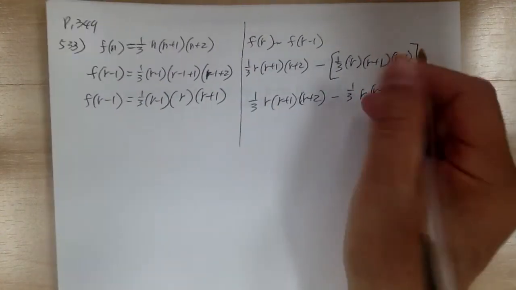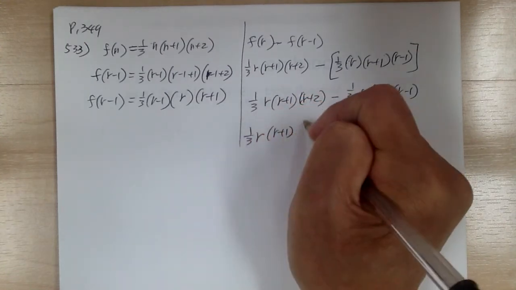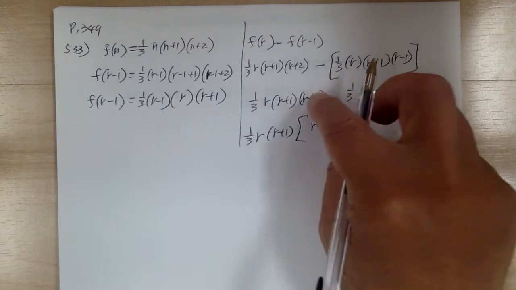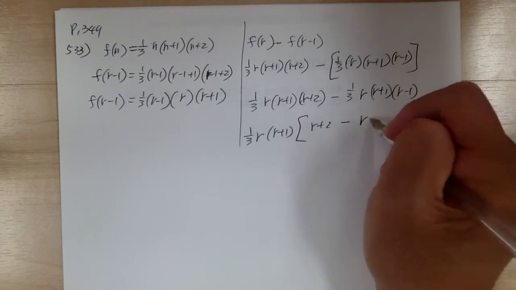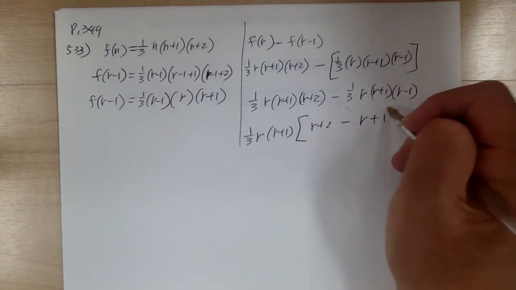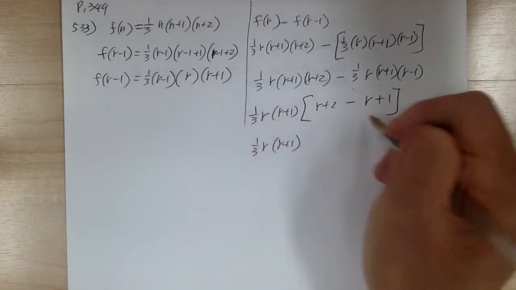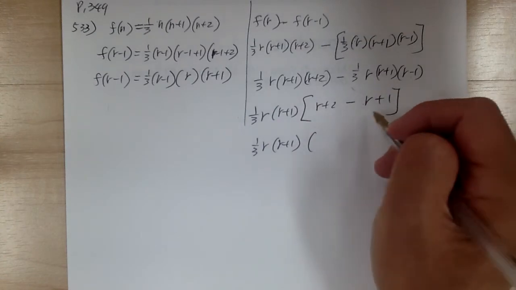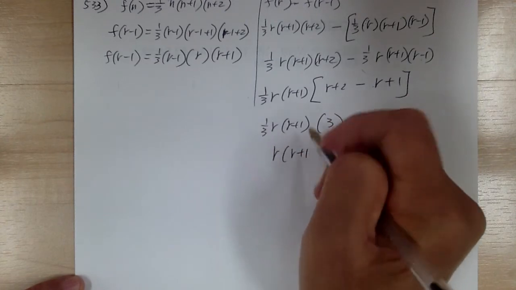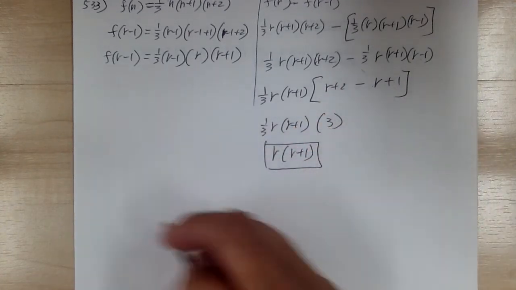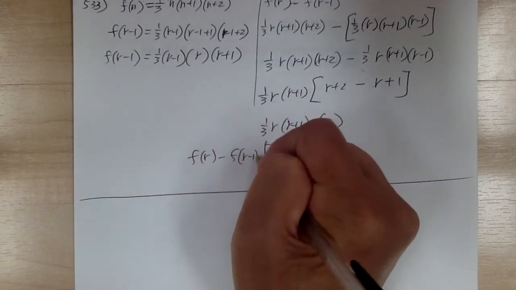The reason for that is so I can match and factor out the 1/3 r and (r plus 1). The leftover would be (r plus 2) from here, and minus (r plus 1). You have to change the sign over here, right? So this will equal 1/3 r (r plus 1) times, and the r will cancel out, so it becomes 3, and the 3 and 1/3 cancel. It becomes r times (r plus 1). And that's it. So f of r minus f of r minus 1 will equal that.